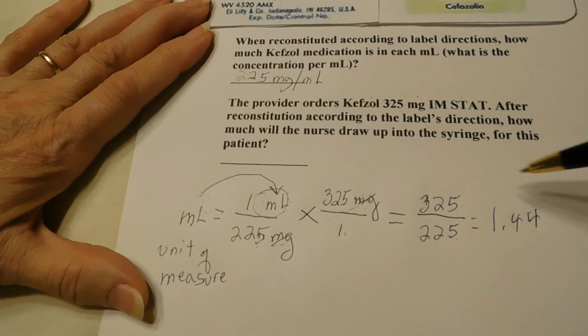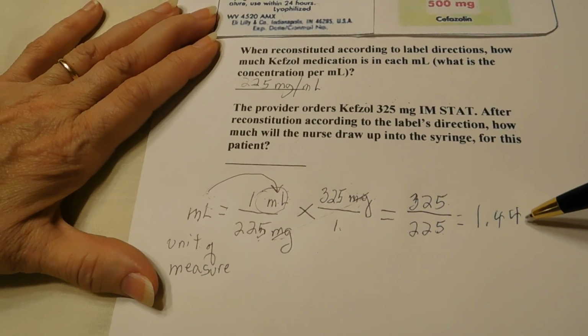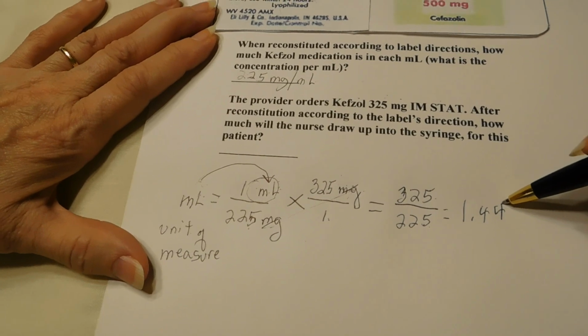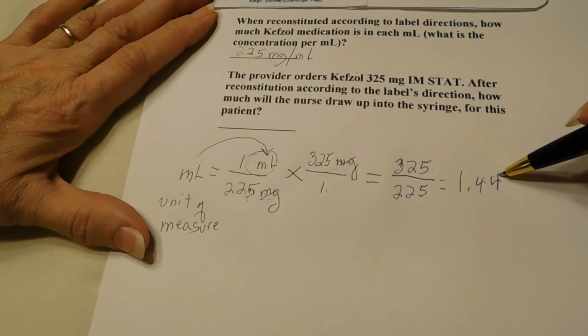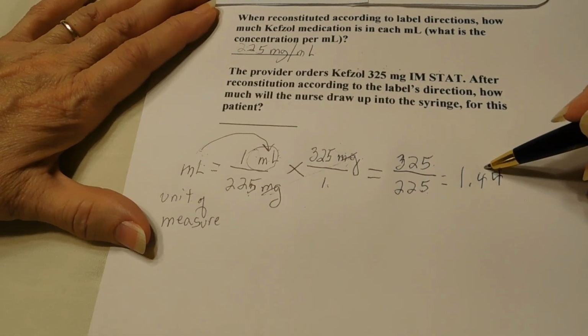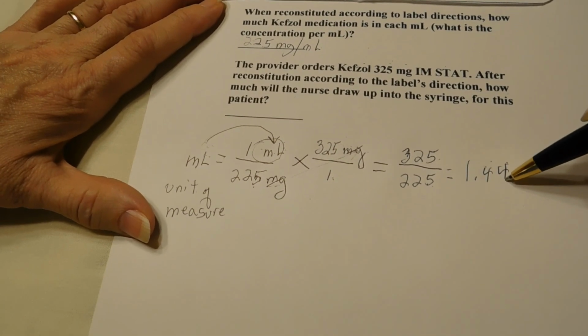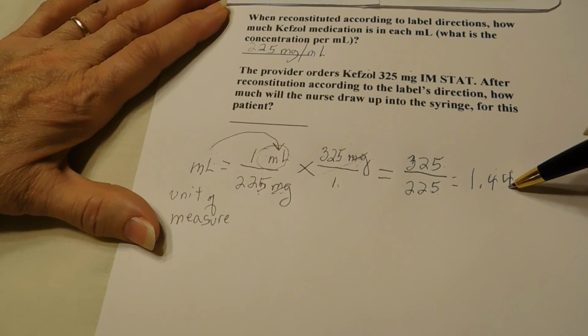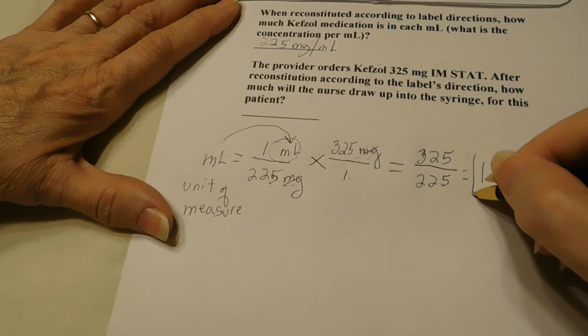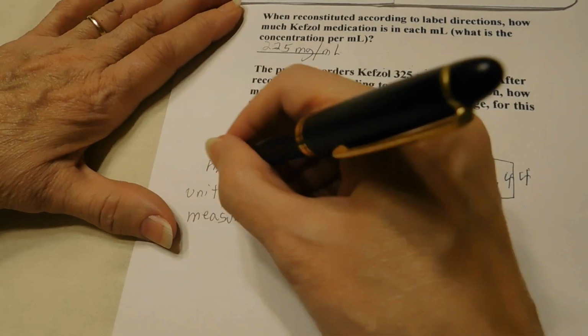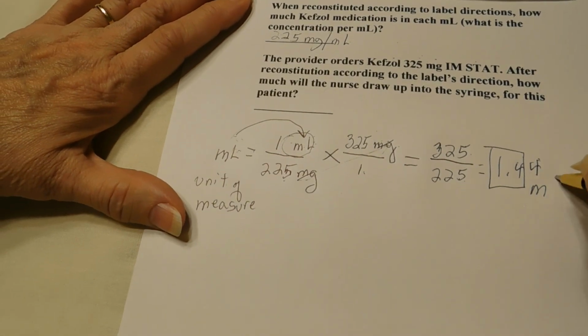1.44. We are going to round to the nearest tenth, and we know that when we do, we first look at the hundredth spot. If that is 5 or greater, it bumps up the next, the left side. So it's not greater than or equal to 5, it's a 4. So our answer is 1.4 what? 1.4 milliliters.